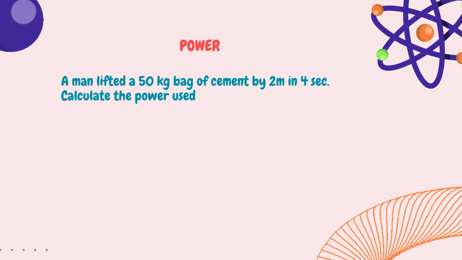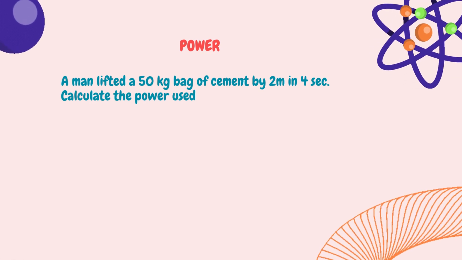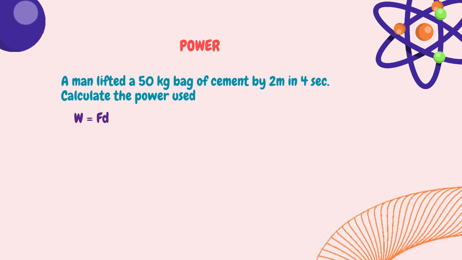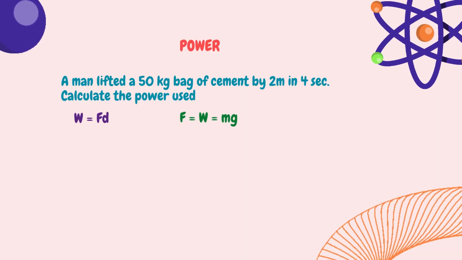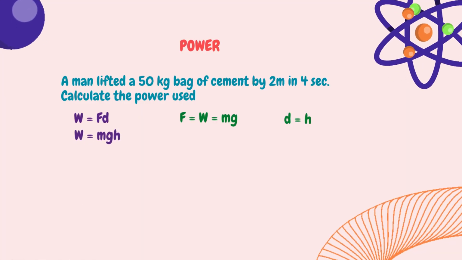Let's consider some examples. A man lifted a 50 kg bag of cement by 2 meters in 4 seconds. Calculate the power used. Before finding power, we need to calculate the work done. Work done is equal to force times distance. The force in this scenario is weight, which is equal to mass times gravity. Then distance is height. So work done is equal to mass times gravity times height.